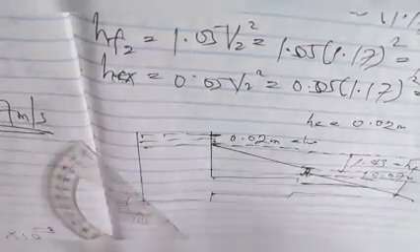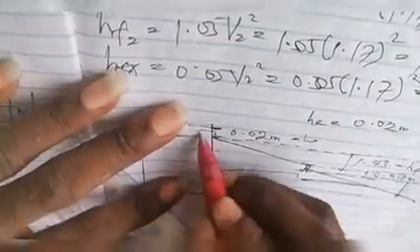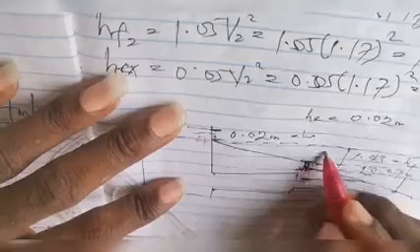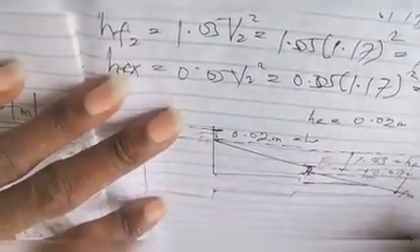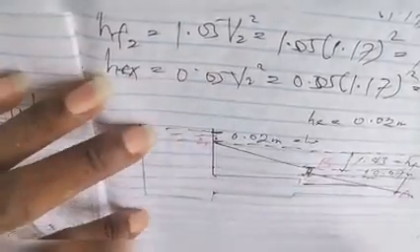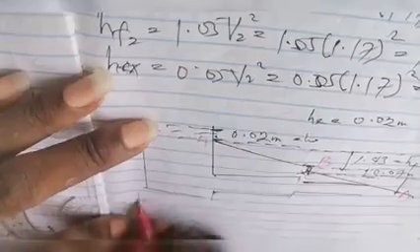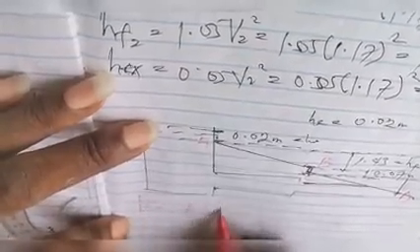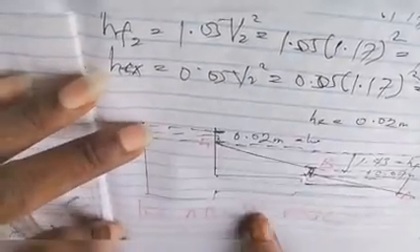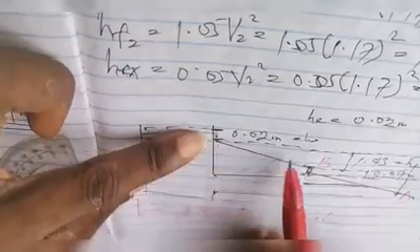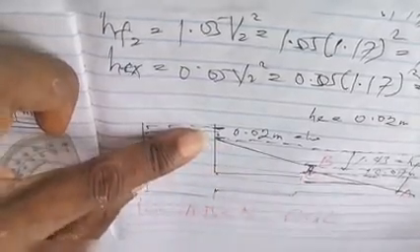So these points, you can label this point A, label this point B, label this point C, label this point D. Line A, B, C, D is called the energy gradient line. EGL stands for energy gradient line. So this line you've drawn so far is the energy gradient line.